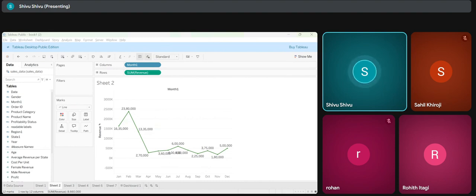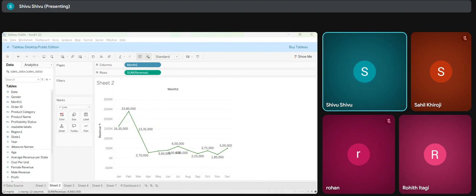So here, this line graph shows how the revenue changes month by month throughout the year. Each point on the line represents the total revenue for that month. When the line goes up, it means revenue increased. When the line comes down, it means the revenue decreased. Revenue starts lower in the early months. There is a big increase around March, showing strong business performance. After that, revenue falls again in some months, showing ups and downs.